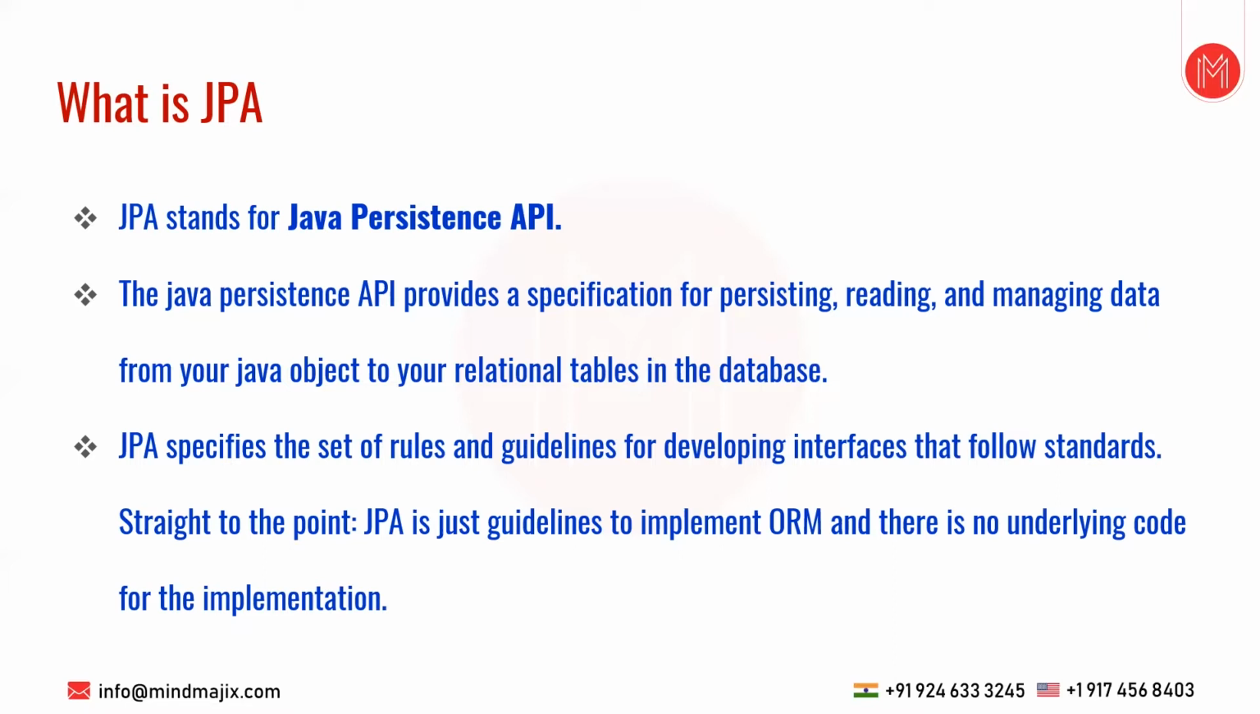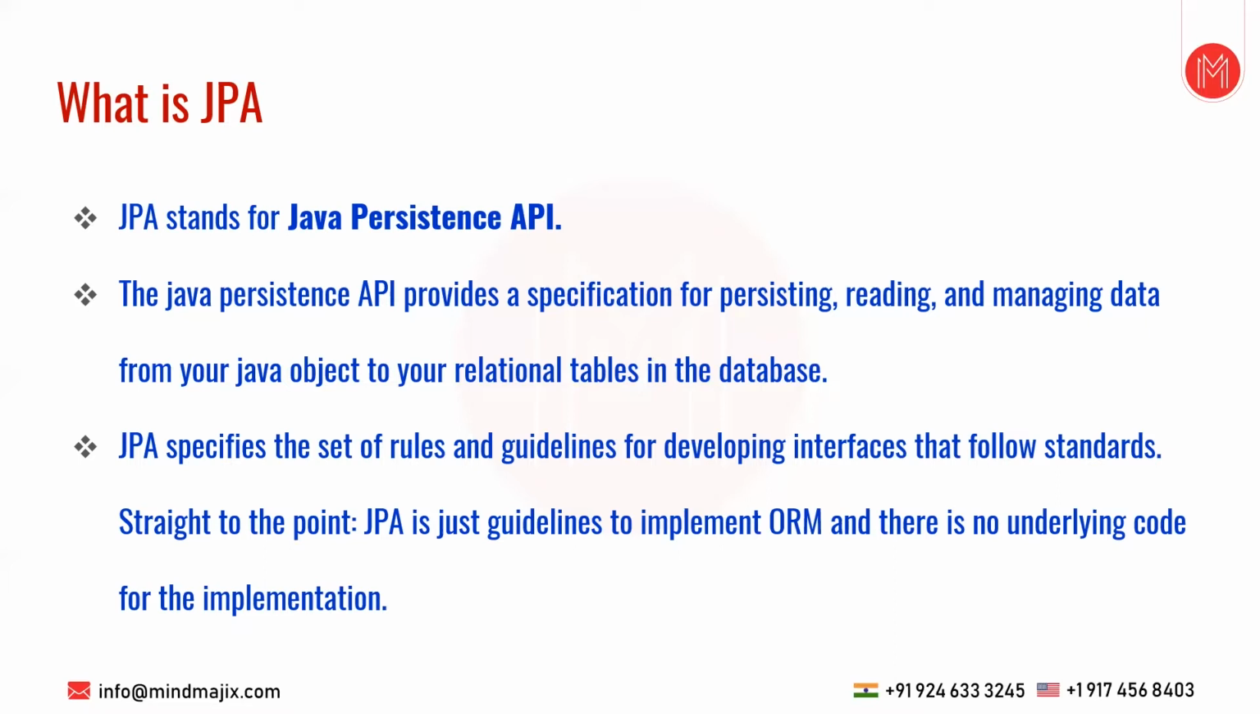Generally, the Java Persistence API is used to provide a specification for persisting, reading, and managing data from your Java object to your relational tables in the database. You got my point? JPA specifies a set of rules and guidelines for developing interfaces that allow standards. Simple point, straight to the point: JPA is just guidelines to implement ORM, and there is no underlying code for the implementation.